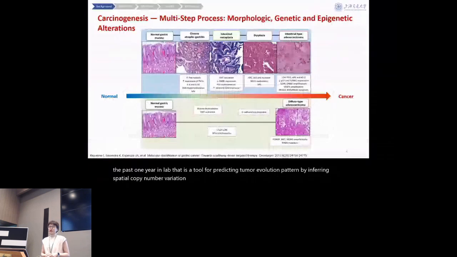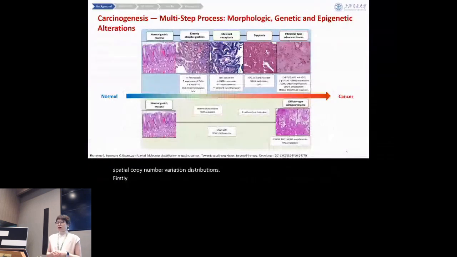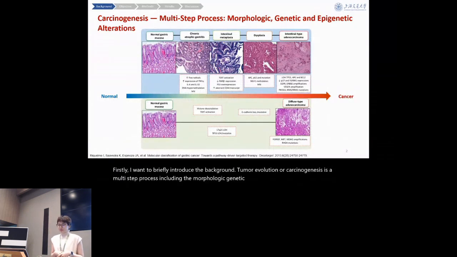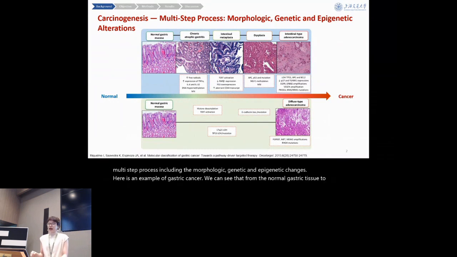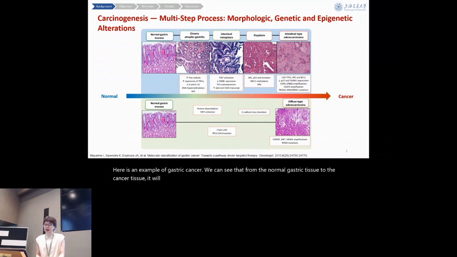Firstly, I want to briefly introduce the background. Tumor evolution or carcinogenesis is a multi-step process, including morphologic, genetic, and epigenetic changes. Here is an example of gastric cancer. We can see that from the normal gastric tissue to the cancer tissue, it will undergo several stages, including chronic atrophic gastritis, intestinal metaplasia, dysplasia, and finally gastric cancer. So that raised our interest in exploring the changes in this kind of process.